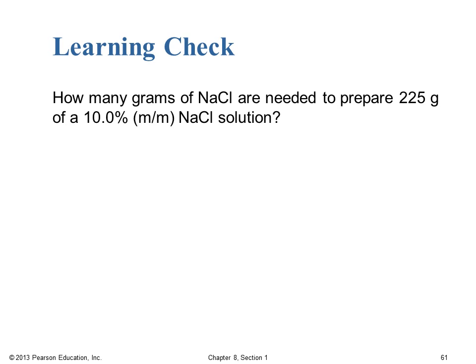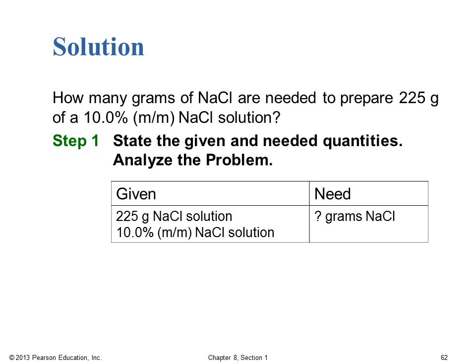So here it's asking us to calculate how many grams of NaCl are needed to prepare 225 grams of a 10% mass by mass solution of NaCl. So we want to write out what we're given. We know we have 225 grams of the NaCl solution. So that's our mass of solution. We know that we have 10% mass by mass NaCl solution. And we need to get grams of NaCl.